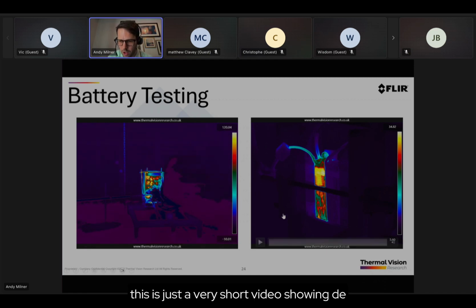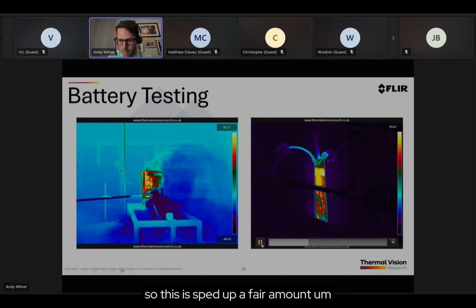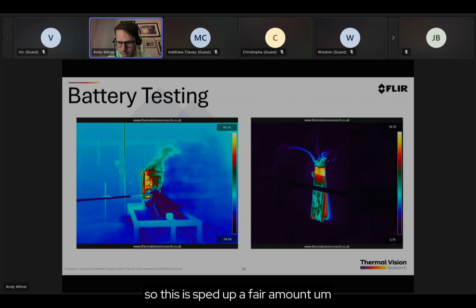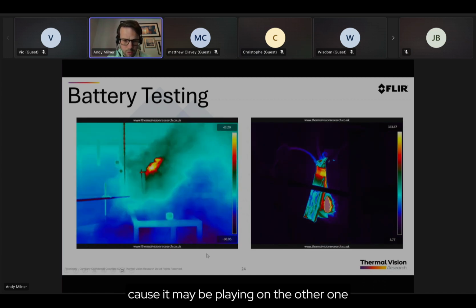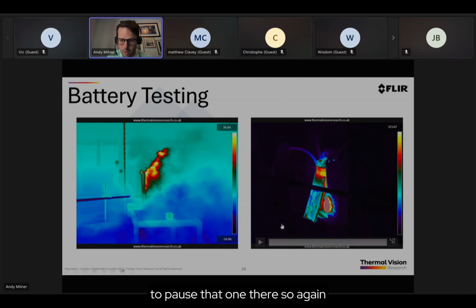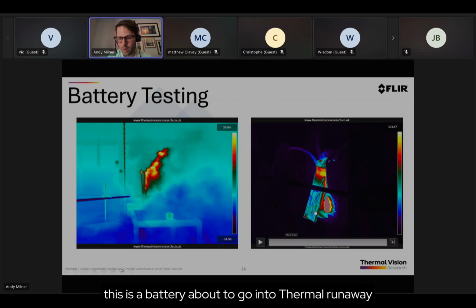This is just a very short video showing the delamination that we can see. So this is sped up a fair amount. I think the frame rate seems to be quite low because it may be playing on the other one. So I'll pause that one there. So again, this is a camera. This is a battery about to go into thermal runaway. This is actually a pouch cell as well.